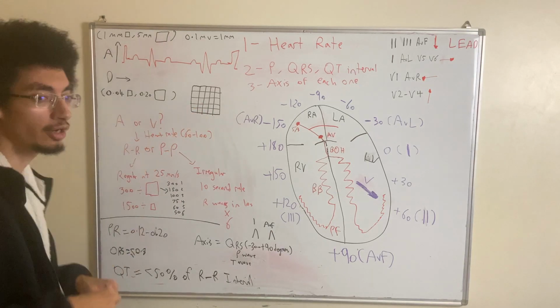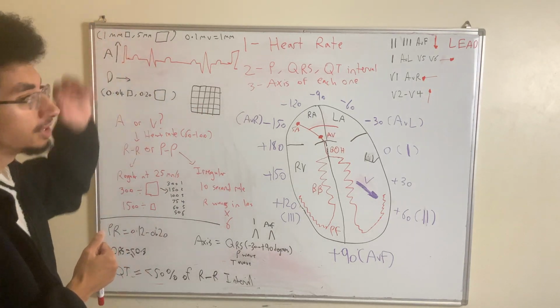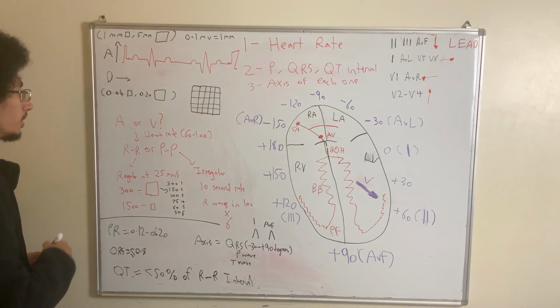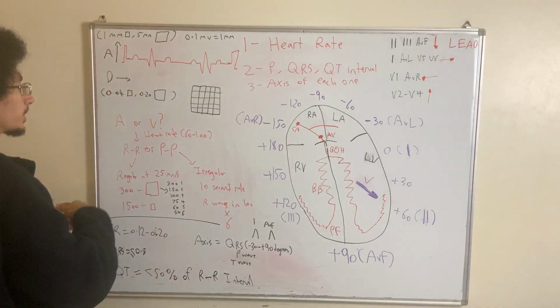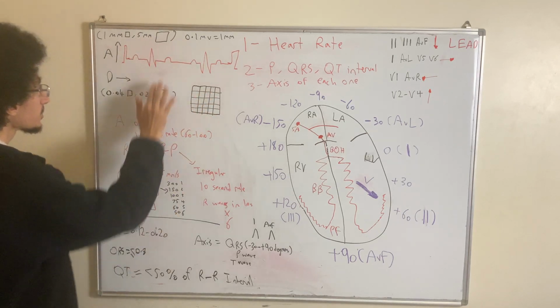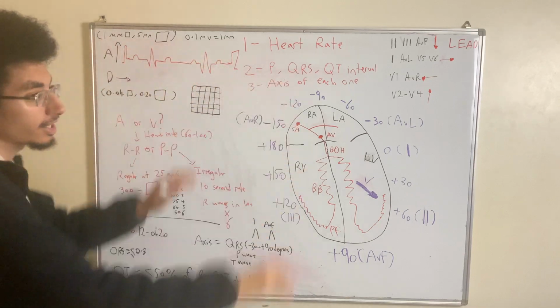And this is what the square is composed of. Vertically, we're talking about the amplitude in millimeters. And horizontally, we're talking about duration, with 0.04 seconds for a small square or 0.20 seconds for a big square. We will see these squares in the background.